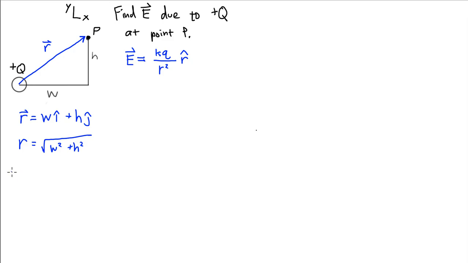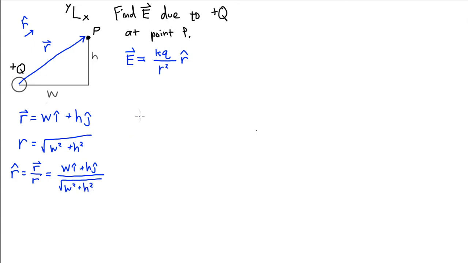Okay, finally, the unit vector is equal to the R vector divided by its magnitude. So remember, the unit vector is a little vector that points this way, and the only reason for the unit vector is to get the field going in the right direction. So that is going to be W i hat plus H j hat on top, and our denominator will, of course, be root W squared plus H squared.